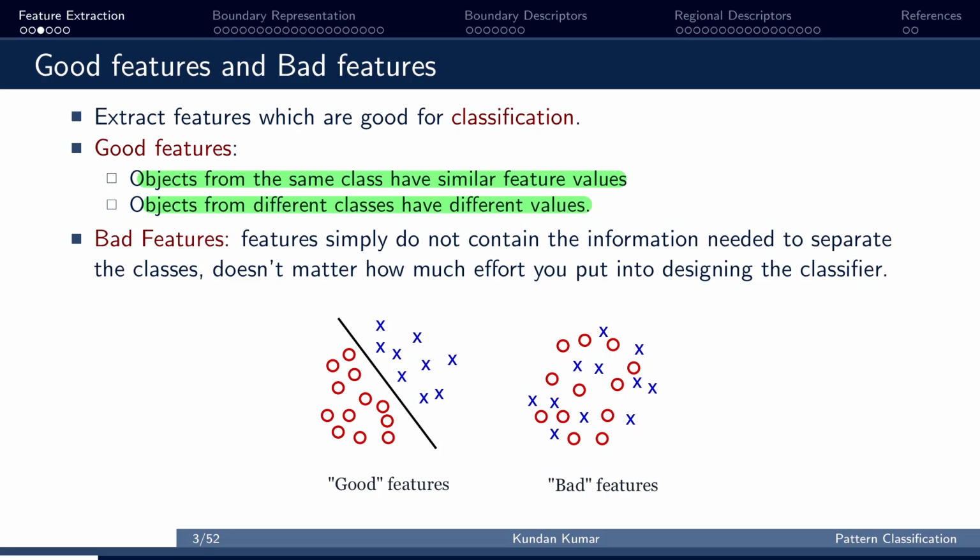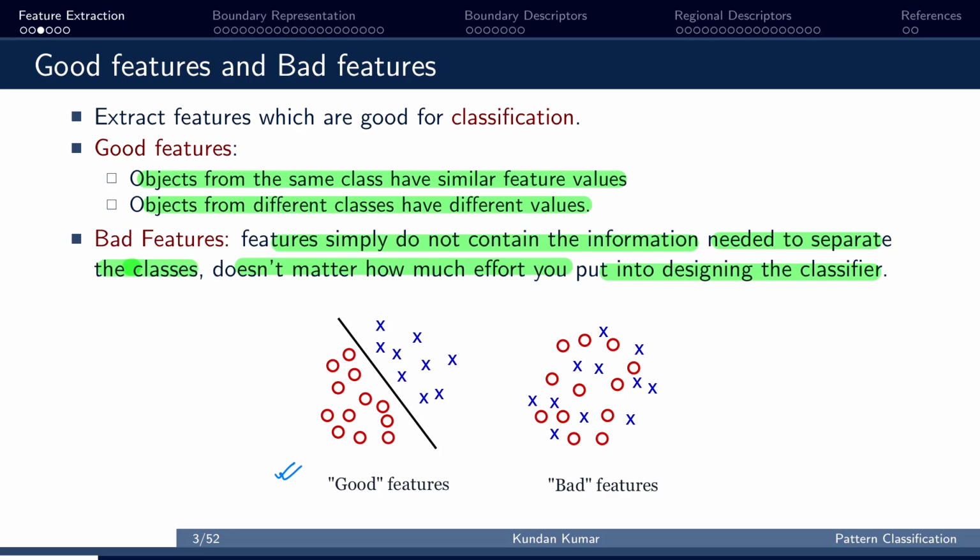If we don't obtain these characteristics in some features, then we can say that the features are bad. That means the features simply do not contain the information needed to separate the classes. The features are not capable of separating the different classes that we want to separate, no matter how much effort we put into designing the classifier.